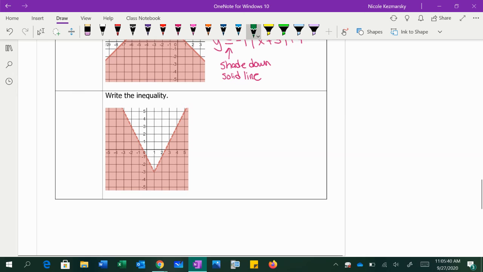Let's try one more. So right away I see shading down and I see a dashed line, so I'm keeping that in the back of my brain. I'm going to write down my vertex. So it's down here, looks like 1 comma -3. My slope. So let's see, I go up 1, I don't see a grid line. I go up 2, I see a grid line. So up 2 over 1, up 2 over 1. So that's going to be 2 over 1 or 2.